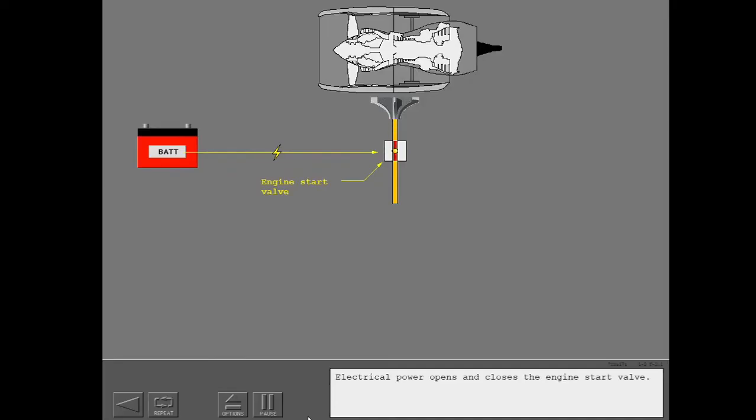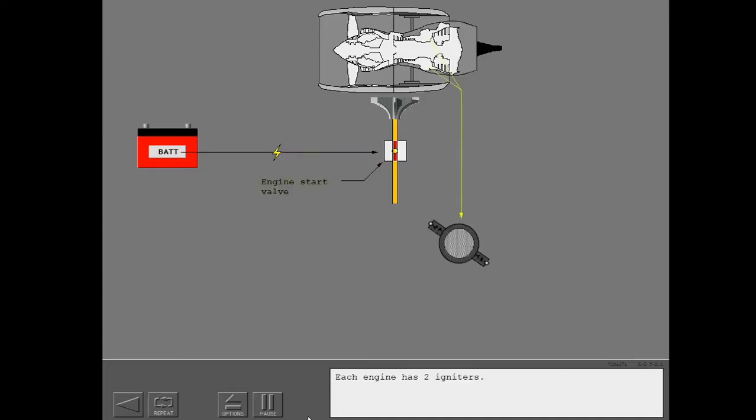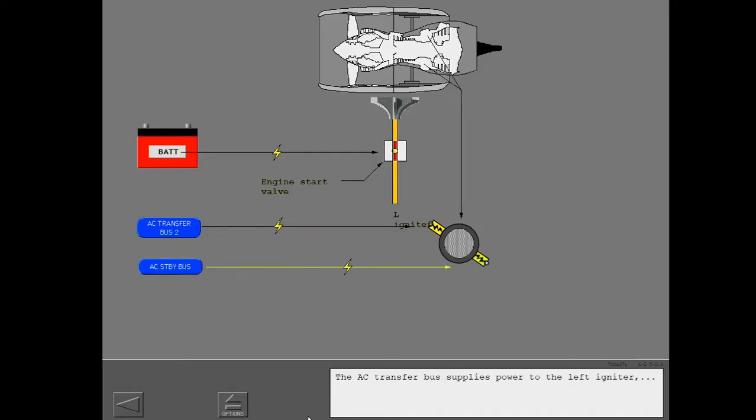Electrical power opens and closes the engine start valve. Each engine has two igniters. The AC transfer bus supplies power to the left igniter, and the AC standby bus supplies power to the right igniter.